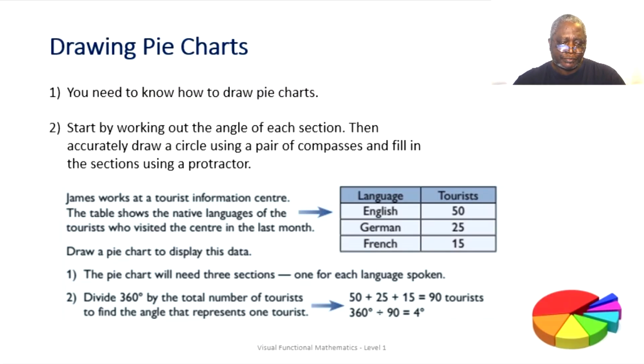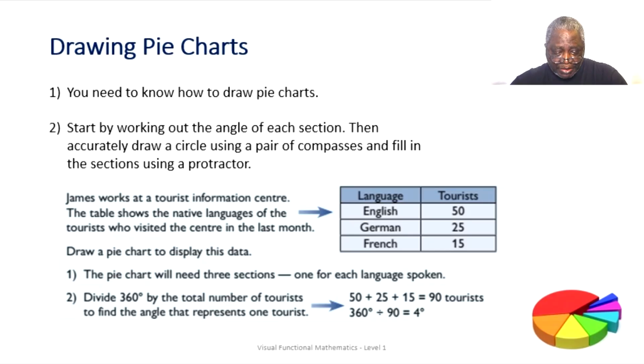Drawing pie charts. You need to know how to draw pie charts. Start by working out the angles of each section. Then accurately draw a circle using a pair of compasses and fill in the sections using a protractor. James works at a tourist information center. The table shows the native language of the tourists who visit the center in the last month. And on the right you see there are English, German and French. So what they want to know is to draw a pie chart to display this data, in other words the proportion of tourists by language.